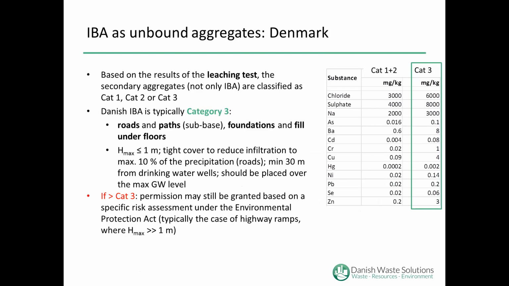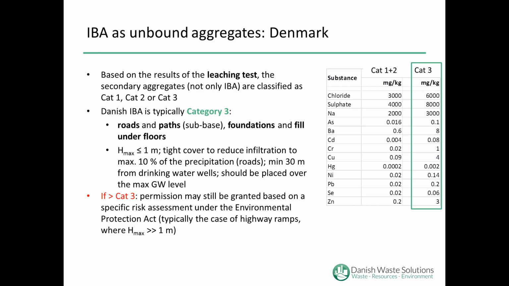So if we have the results of the leaching test, we can classify secondary aggregates, including bottom ash, in 3 different categories: category 1, 2, and 3. Danish bottom ash is typically complying with the limits for category 3. This is the one marked in a green box. For material which complies with the limits for category 3, the allowed applications are subbase in roads and paths, foundations, and fill on the floors.